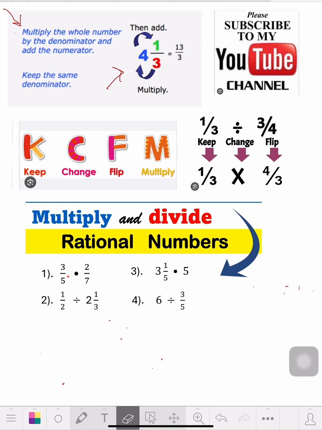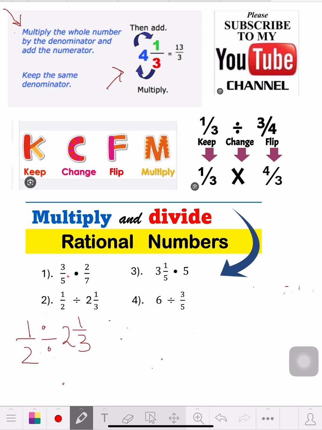Okay, so now the next one, we got 1/2. Get the pen going again. We got 1/2 divided by 2 1/3. Okay, we're going to make the 2 1/3 an improper fraction also.